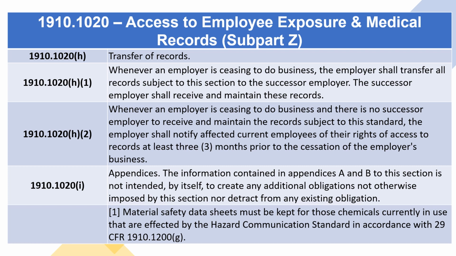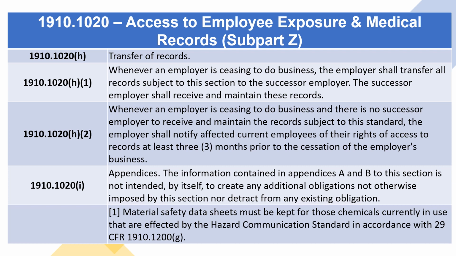1910.1020(h)(1). Whenever an employer is ceasing to do business, the employer shall transfer all records subject to this section to the successor employer. The successor employer shall receive and maintain these records. 1910.1020(h)(2). Whenever an employer is ceasing to do business and there is no successor employer to receive and maintain the records subject to this standard, the employer shall notify affected current employees of their rights of access to records at least 3 months prior to the cessation of the employer's business.